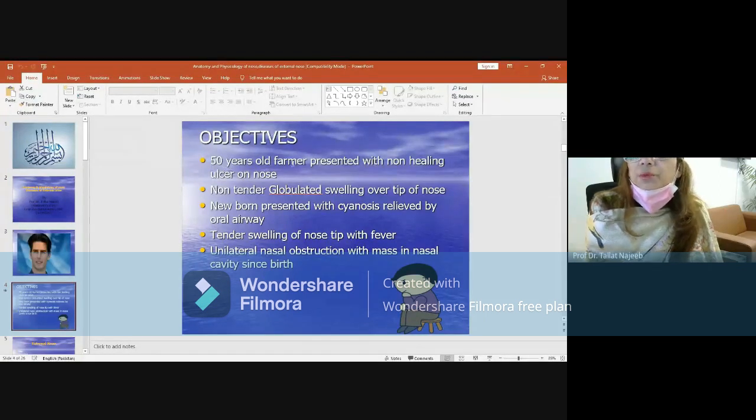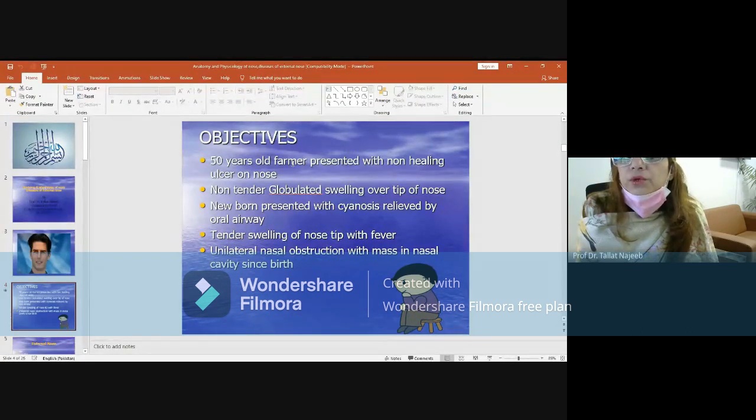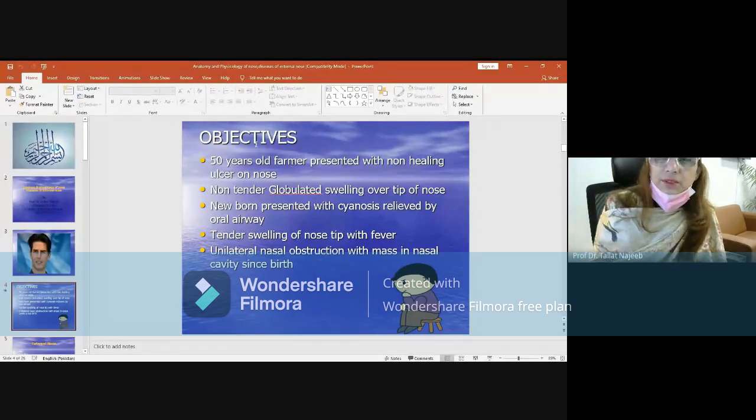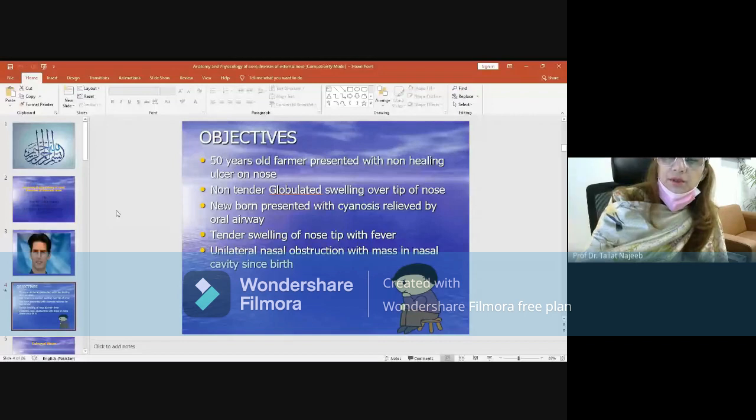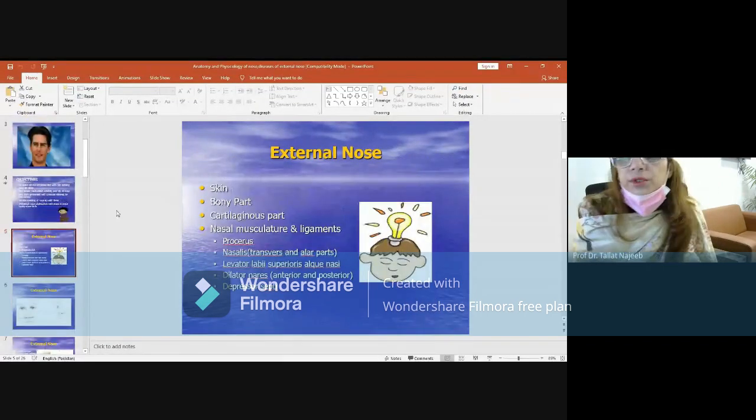A 50-year-old farmer presented with a non-healing ulcer on the nose and a non-tender globulated swelling over the tip of the nose; diagnosis? A newborn presented with cyanosis relieved by an oral airway. A tender swelling of the nose tip with fever. Unilateral nasal obstruction with a mass in the nasal cavity since birth. So you should be able to solve these questions.